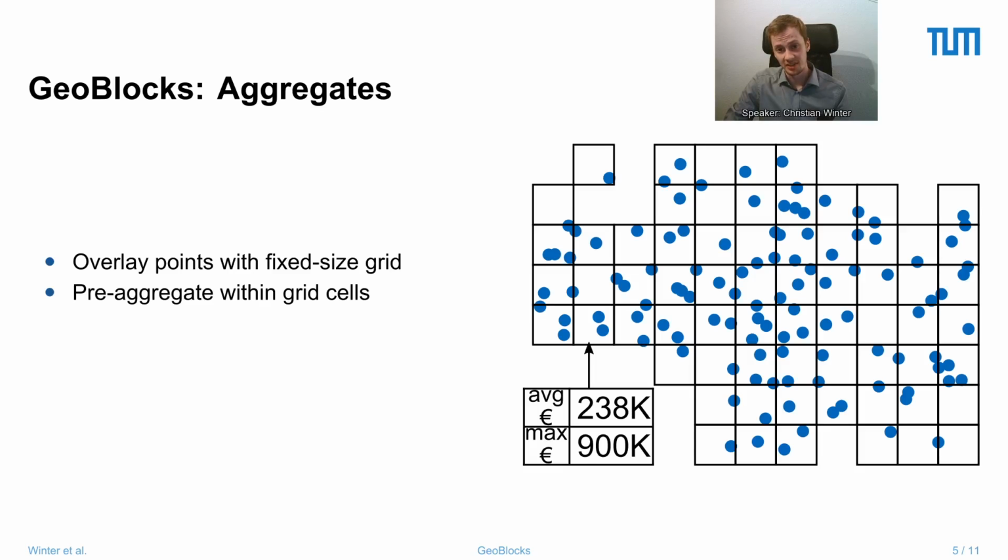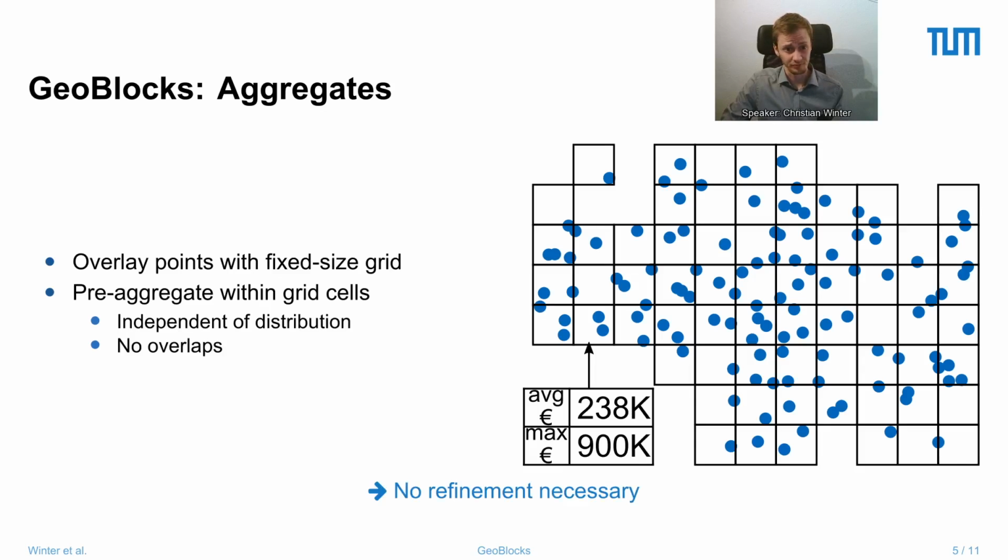This now has already two advantages. For one, we're not dependent on the resolution, so each cell is fixed sized and so we have similar granularity throughout the grid. Furthermore, we don't have any overlaps as we can perfectly align the grid, and therefore we have no need for refinement. This already checks the first box of what we want to achieve.